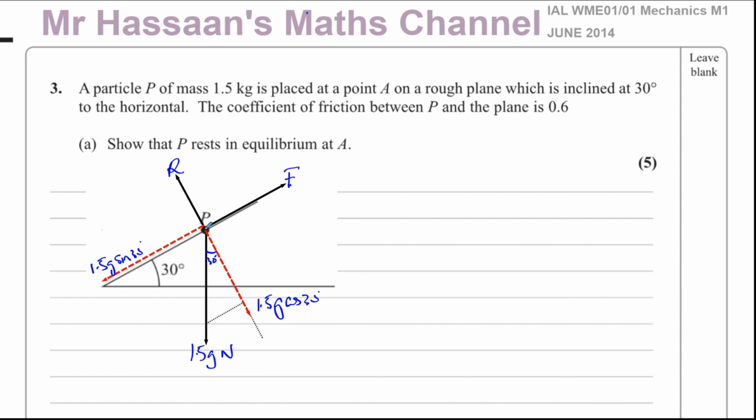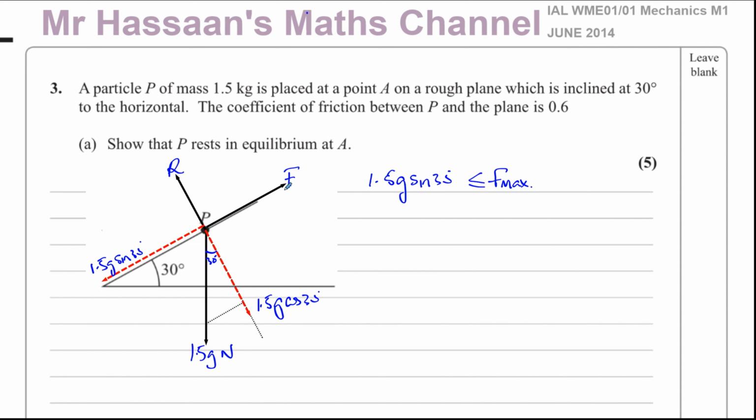So this is in equilibrium. We have to prove that it's in equilibrium. And it's in equilibrium if, as we mentioned before, the maximum value of friction is, let's put it the other way around, as long as the component of the weight acting down the plane, which is 1.5 g times sine 30, is less than or equal to F max, then it will be in equilibrium. So if the force acting down here is less than or equal to the maximum value that friction can be generated in this situation, then it will be in equilibrium.